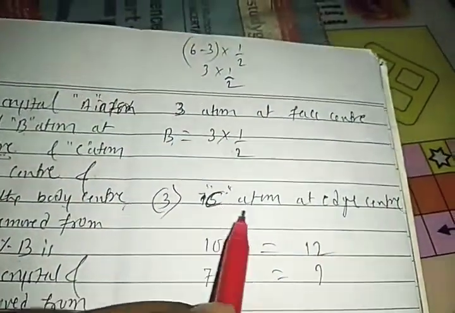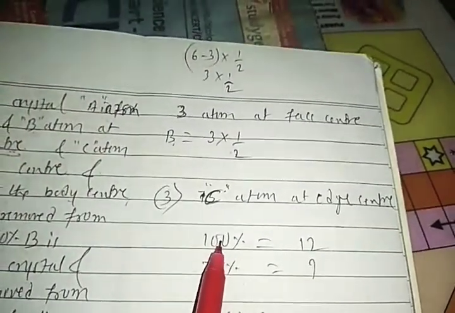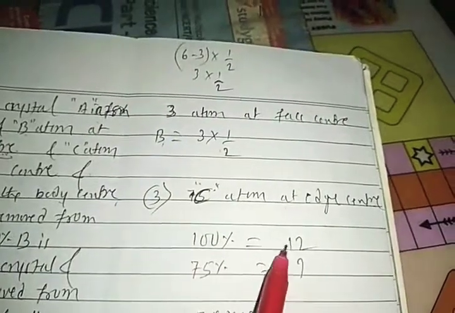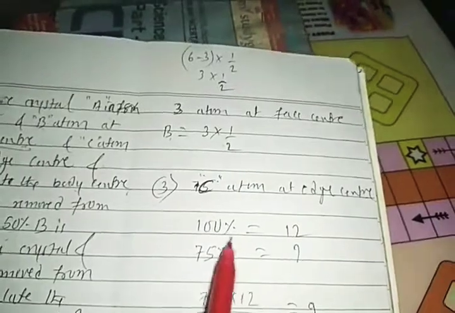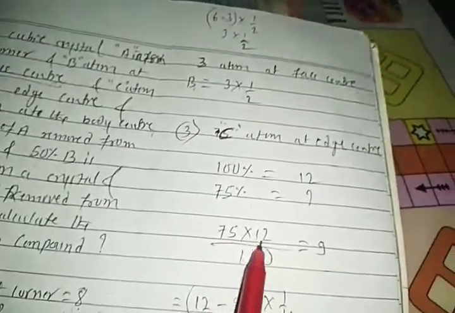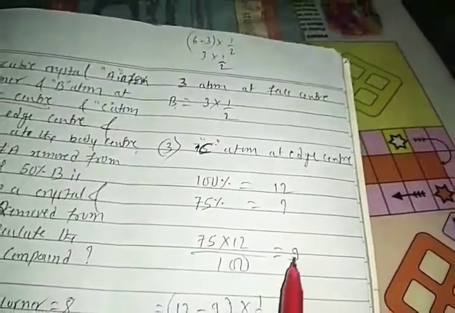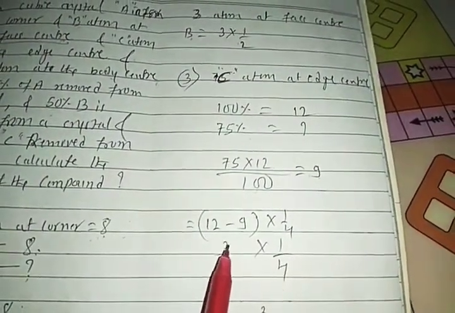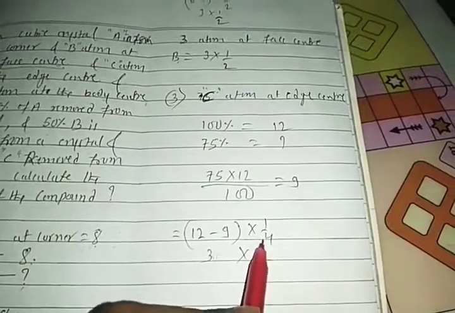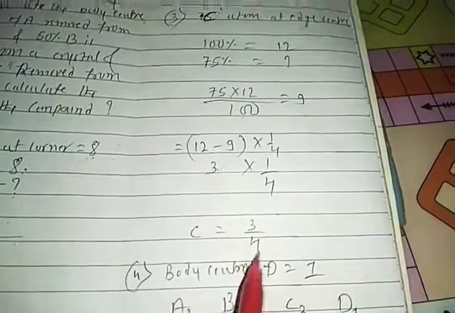Third, C atom at the edge center. At the edge center, how many atoms are present? 12 atoms, already we have discussed. 100% means 12 atoms. 75% removed means how many atoms? 75 into 12 divided by 100, so 9 atoms. Out of 12, 9 atoms are removed, so 12 minus 9, 3 atoms are present in the crystal. Then contribution is constant, 1 by 4. So C is 3 by 4.